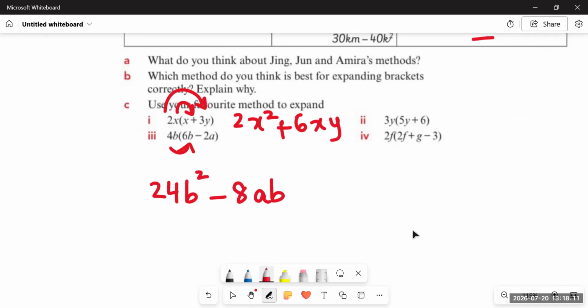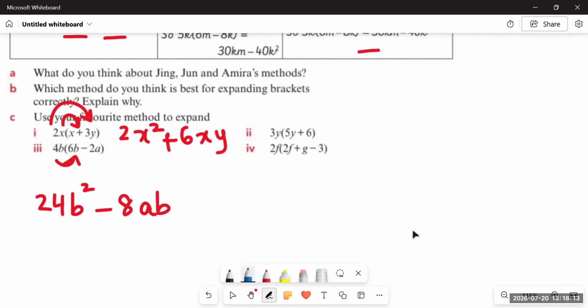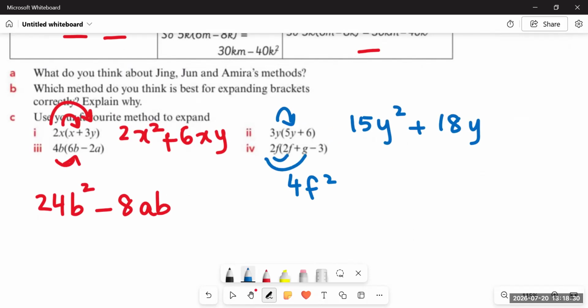Next we have 3y into 5y. 3 5s are 15. y square plus 3 6s are 18y. And then we have 2f into 2f. 2 2s are 4. f into f is f square. Then 2 1s are 2fg. Then minus sign, 2 3s are 6f. So these are the answers.